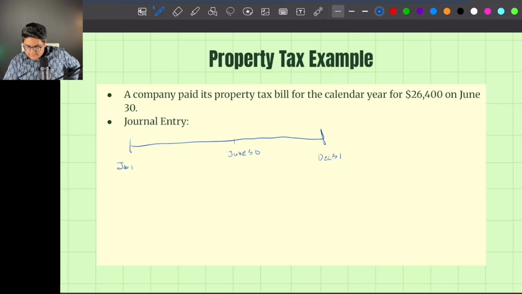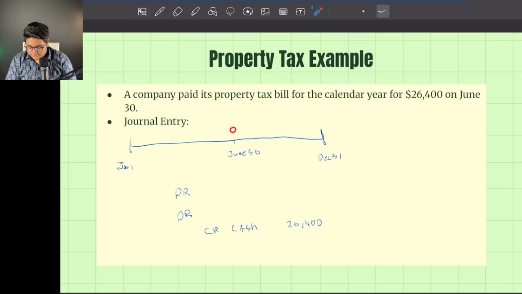So what's going on is, you already know that your credit is going to be cash. Your cash is decreasing by $26,400, right? Cool. So you already know that your cash is going to be decreased. Well, you need to come up with a debit, or at least two debits in this case. When you pay on June 30th, half of it is for an expense that you have already incurred. You are paying off your property tax expense, right? And the latter half is basically you're paying off for the future.